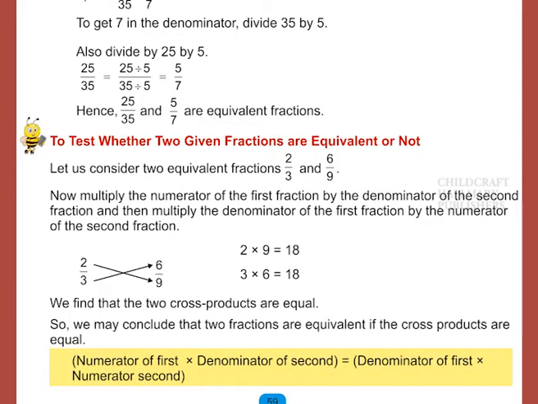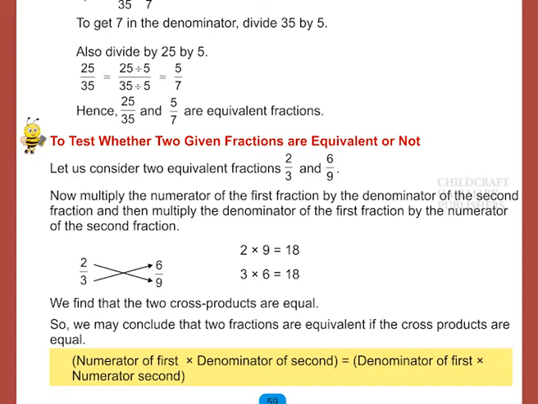To test whether two given fractions are equivalent or not, let's consider two equivalent fractions 2 by 3 and 6 by 9. Now multiply the numerator of the first fraction by the denominator of the second fraction and then multiply the denominator of the first fraction by the numerator of the second fraction. 2 into 9 is equal to 18, 3 into 6 is equal to 18.